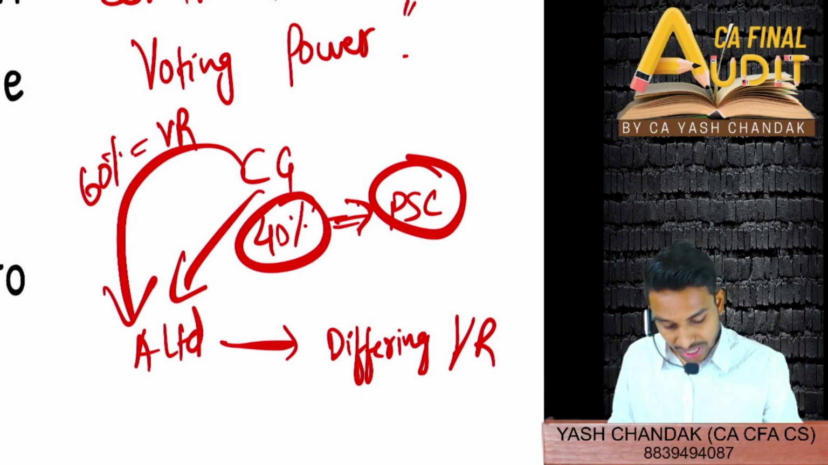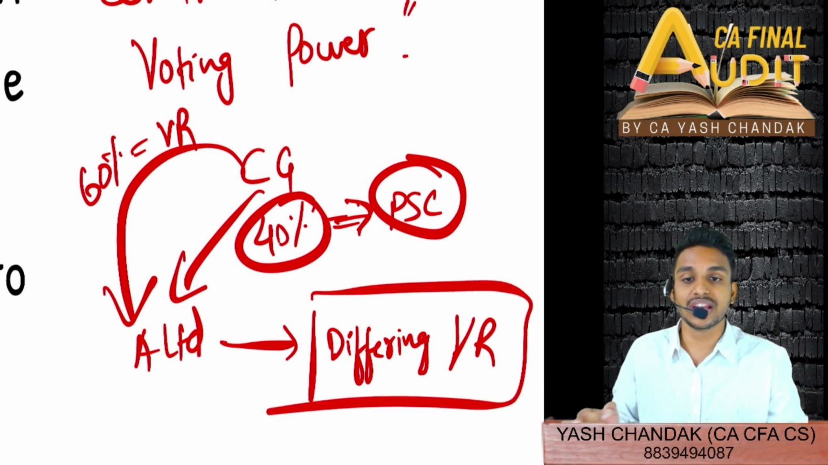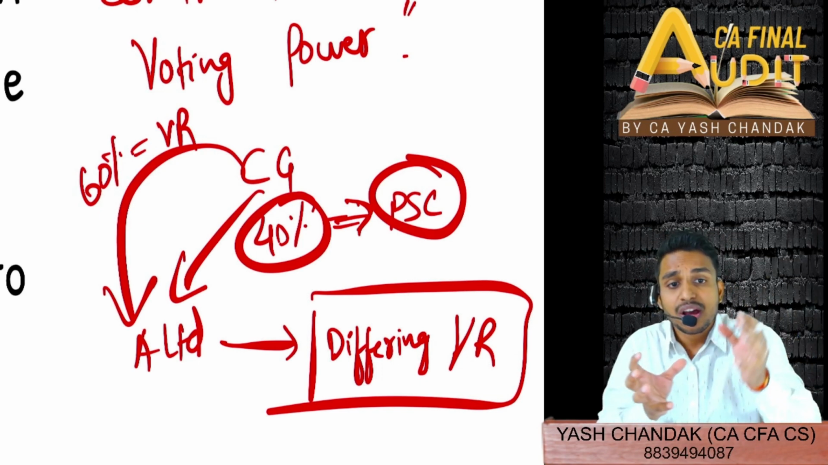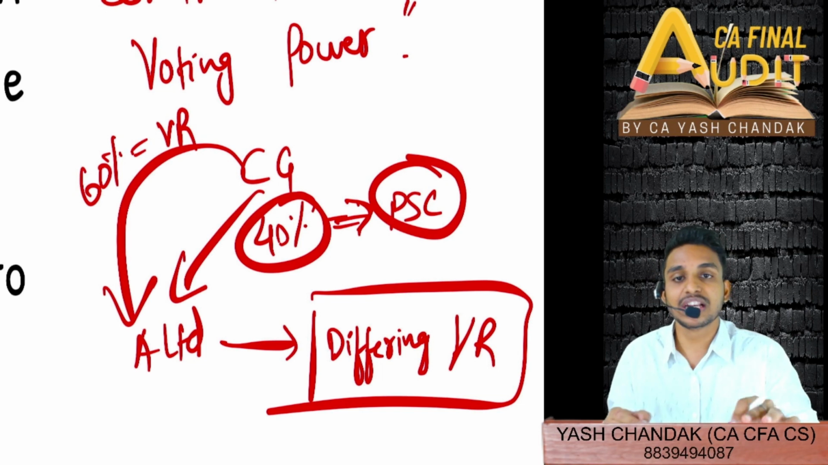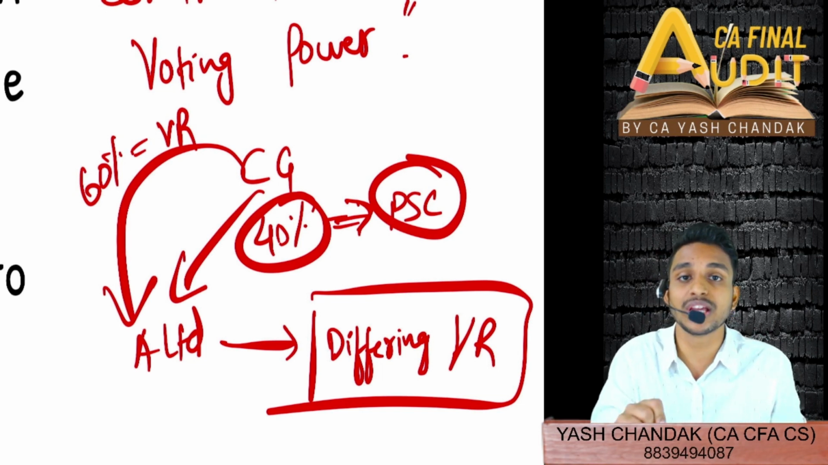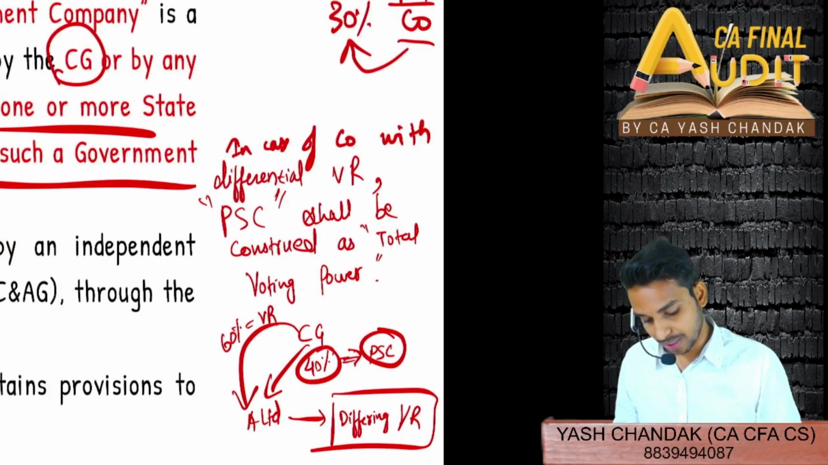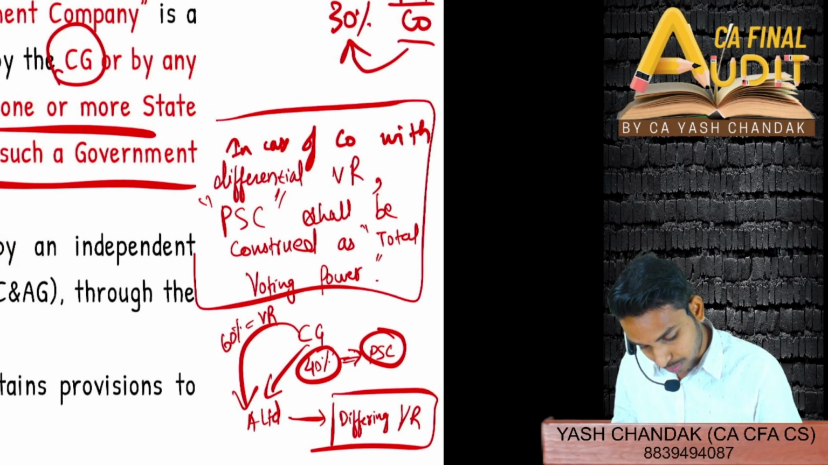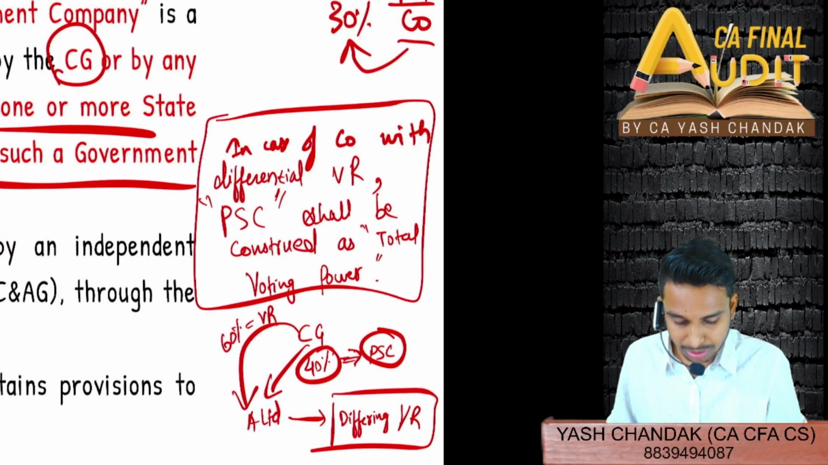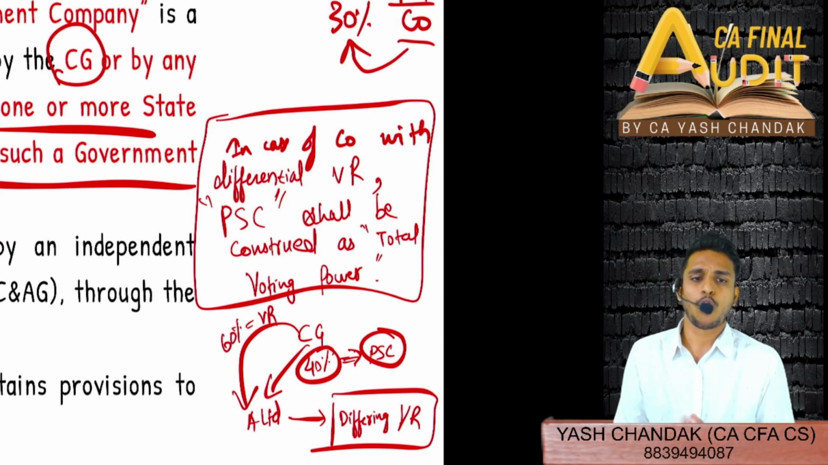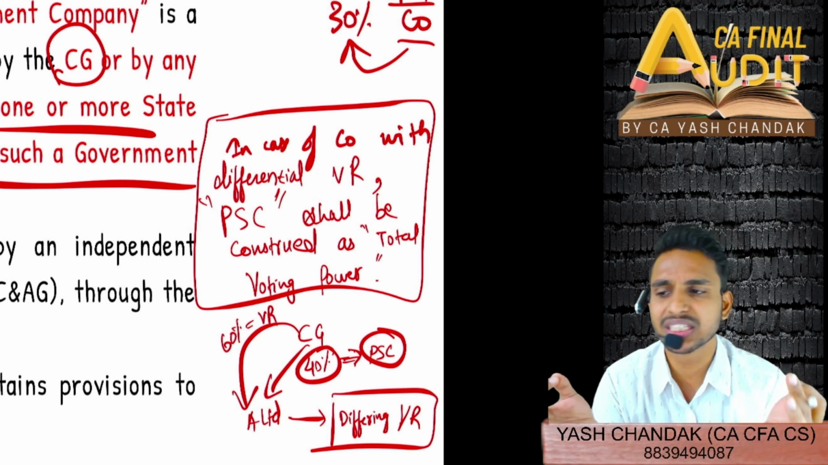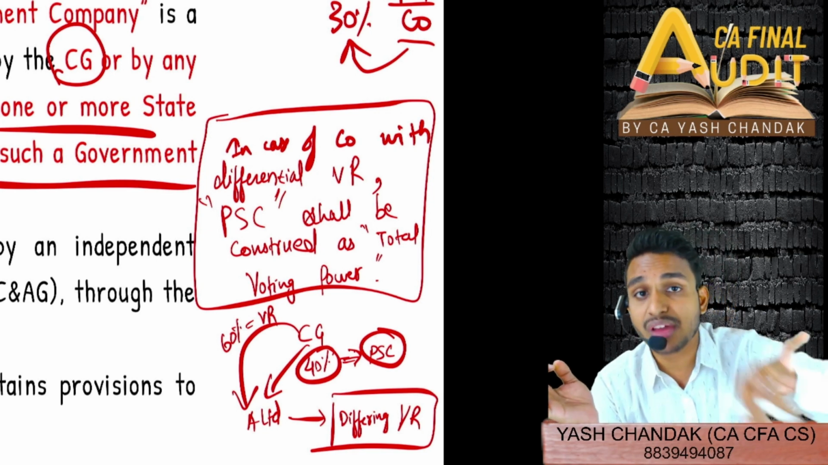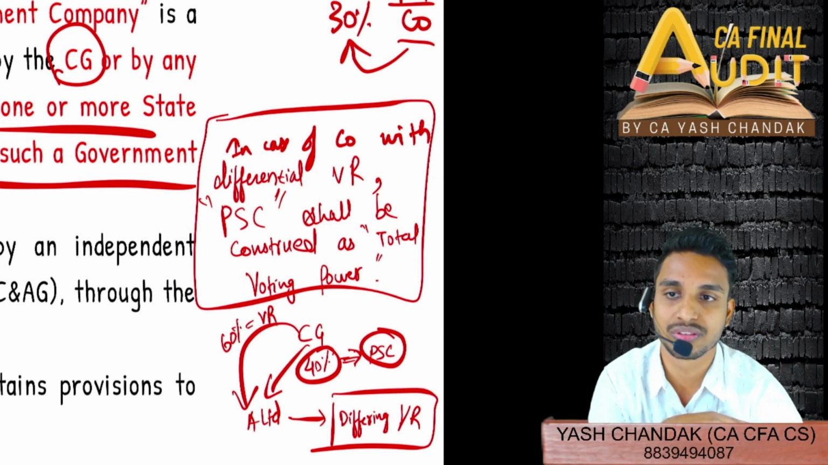Yes, because where differential voting rights shares are issued in a company and the government has 51% or more voting power, then paid up share capital will be construed as voting power, and therefore A Limited will be a government company. Just note down this explanation. In case of a company with differential voting rights, paid up share capital shall be considered as total voting power. Although this is not given in your study material, it's an important explanation that can be asked in MCQs, and therefore you should know this.